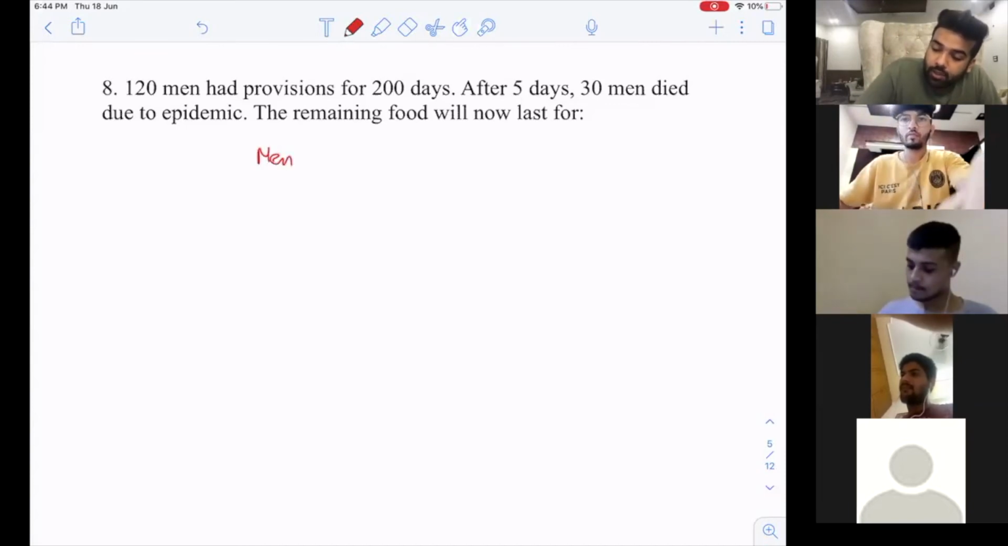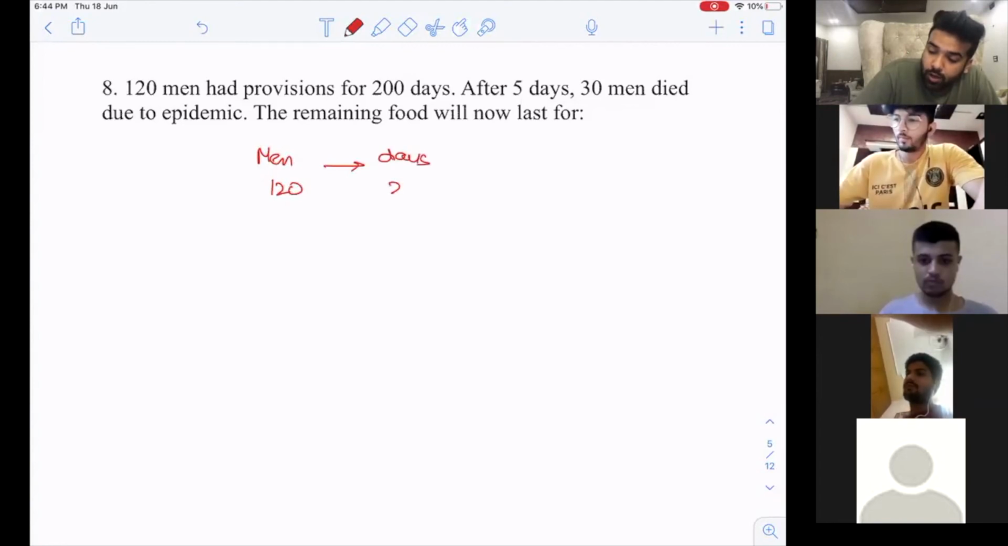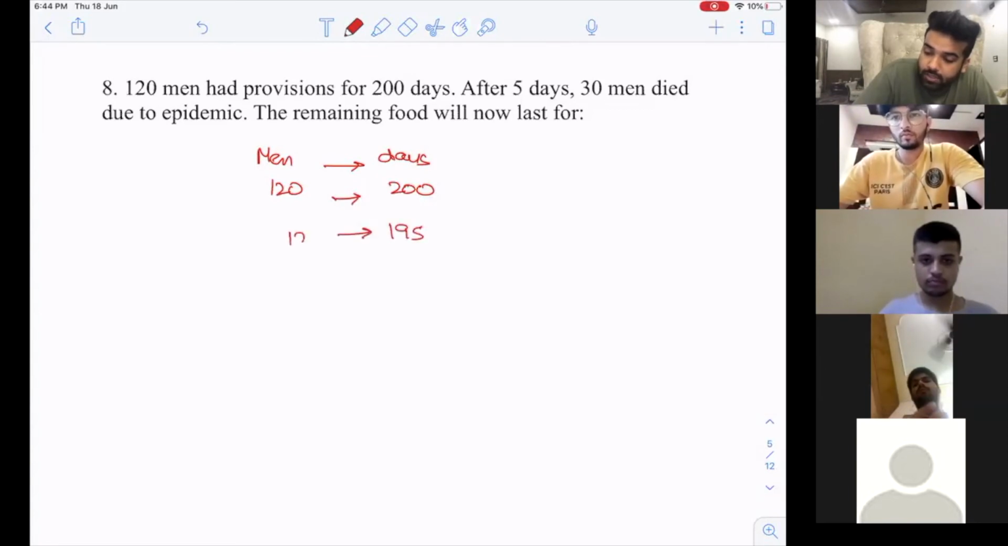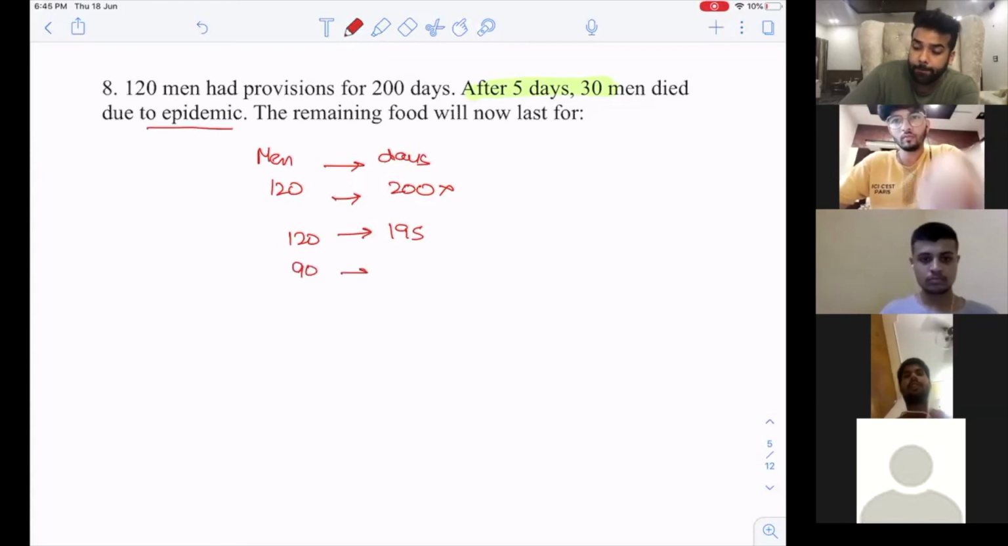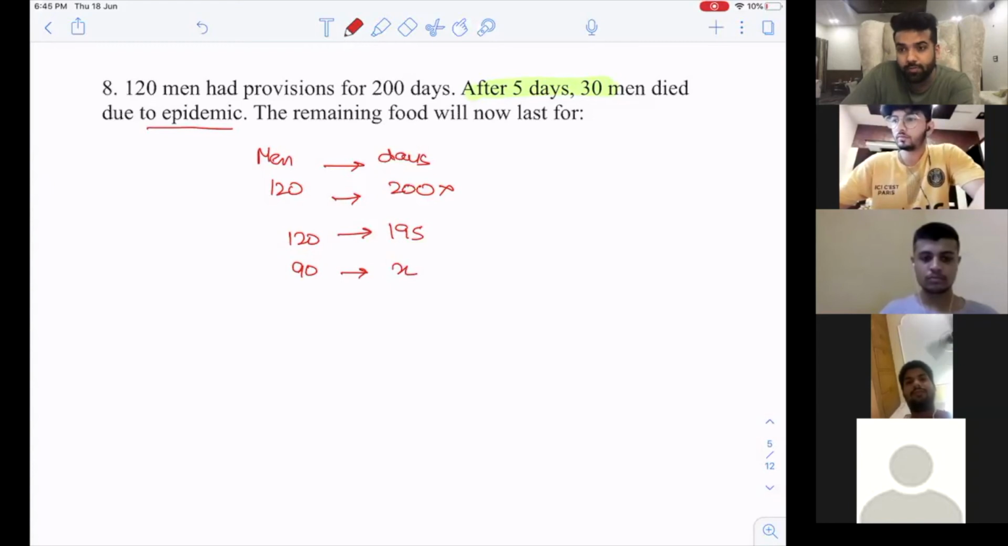How many men were there? 120. For how many days was the food there? 200. After 5 days, that means they had food for 5 days. The first statement is of no consequence. Yes or no? Whenever the word after is used, the first statement is of no consequence. Clear or not? Everybody's clear till here? 30 men died due to epidemic. How many men are remaining? 90. How many days? We do not know.